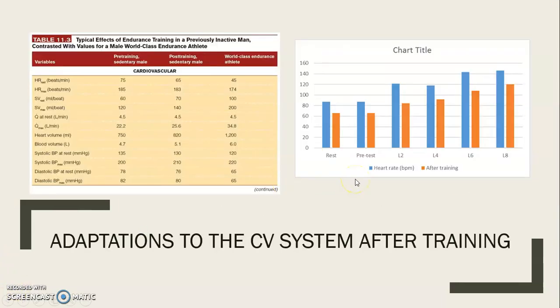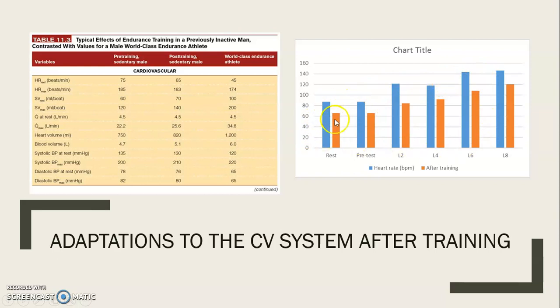One way we can show adaptation is through a heart rate graph. This was taken from our multi-stage fitness test. As you can see, at rest, before training, they had a heart rate of around 84 beats per minute. However, we would expect this to decrease after training to around 60 to 62 if they trained well. You can also see that during activity their heart rate did increase.